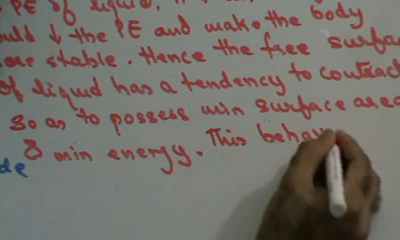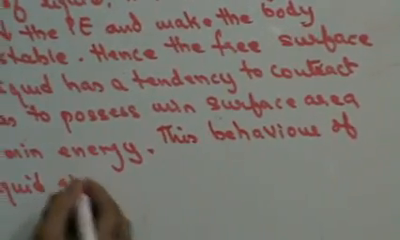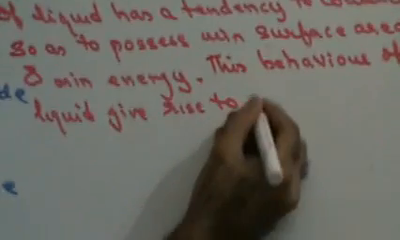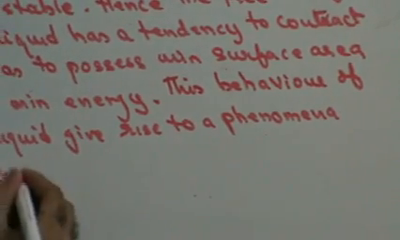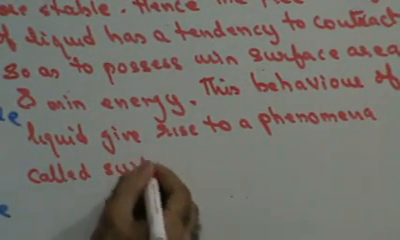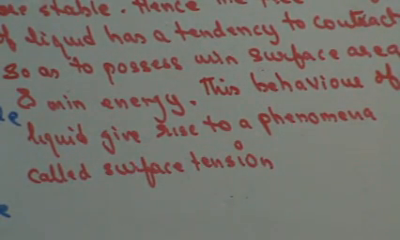This behavior of liquid gives rise to a phenomenon called surface tension, right? That is from where you get surface tension, right? So the forces due to the surface tension will act tangentially to the liquid surface so that they can minimize the surface area and attain stable condition, right? So that is your molecular theory of surface tension.